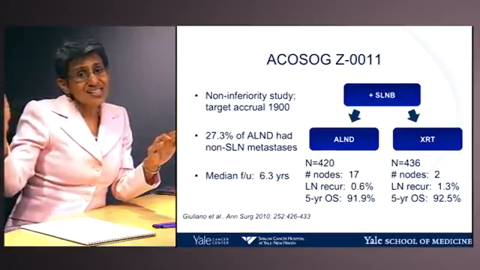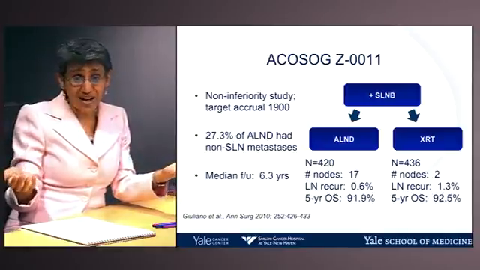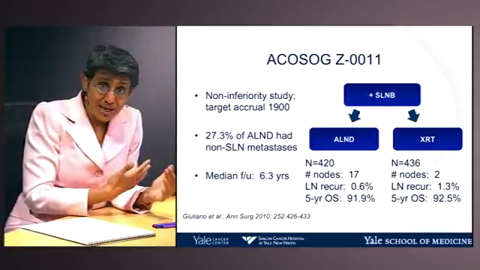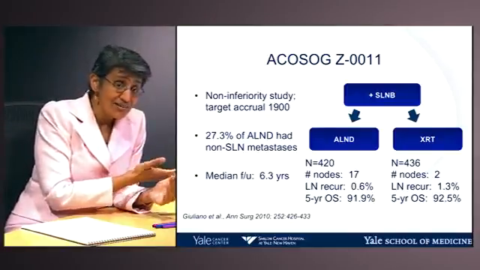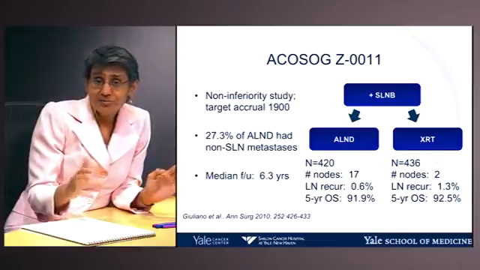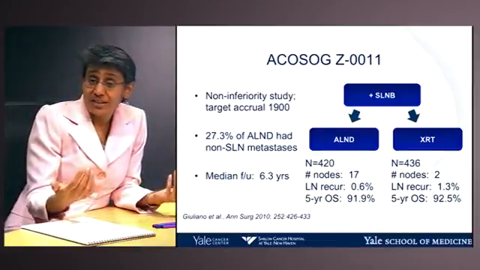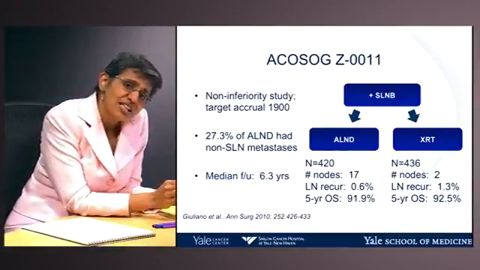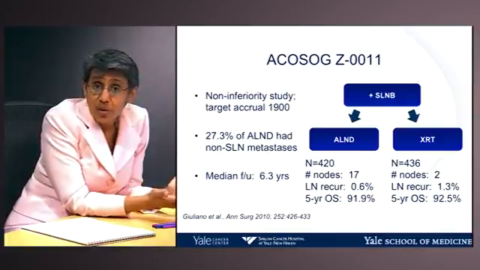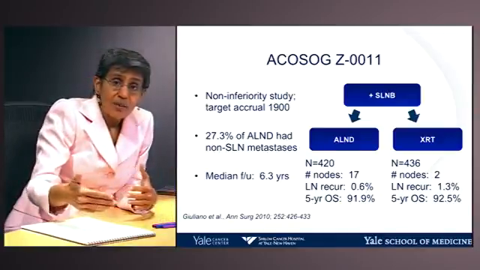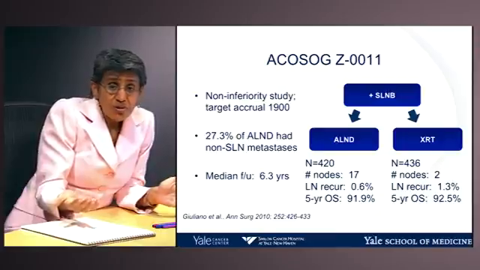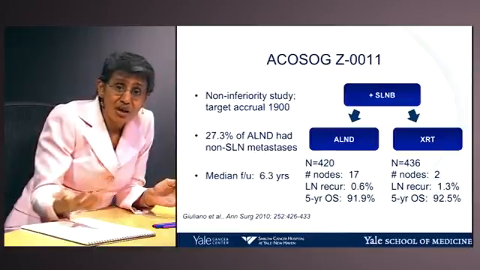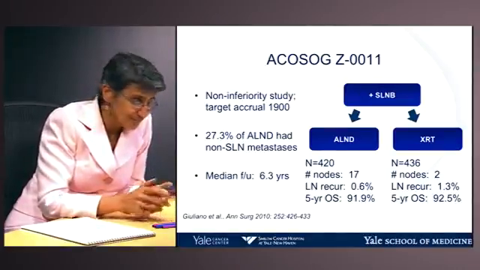And that radiation was in the tangent fields that they would get anyways because all of these patients had a partial mastectomy with whole breast radiation therapy. And as you can see, overall survival rates were equal. Not a surprise, we know that removing lymph nodes doesn't improve survival, but the local recurrence rates, particularly in the lymph nodes, was really small in both groups. So with a median follow-up of over 6 years, the local recurrence rate was still under 2% in the lymph nodes, even when you didn't complete an axillary lymph node dissection.